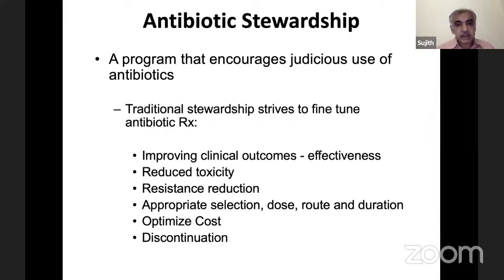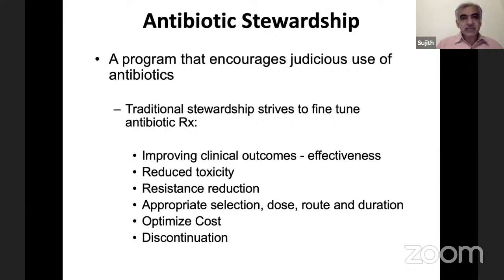reduce toxicity, less side effects probably, and then of course make sure that you don't give broad spectrum antibiotics unless absolutely needed. Be narrow and focused, and therefore you reduce your resistance risk, as well as make sure that the choice is appropriate, the dose is correct, the route is right, and of course the duration. We used to have a tendency to give a long course of antibiotics. Now there are many more studies for specific infections giving short courses. At the same time, if you have a very complicated infection, you might have to give a long course. So we need to do it in an appropriate manner.